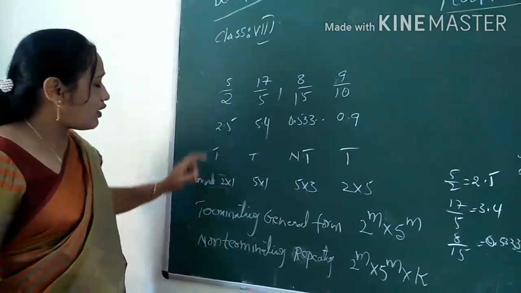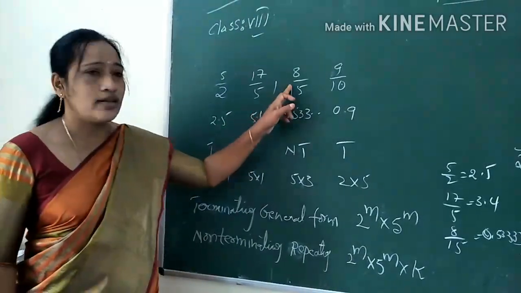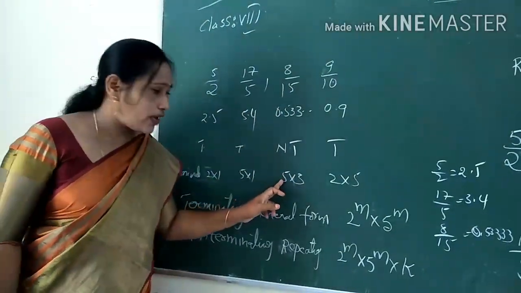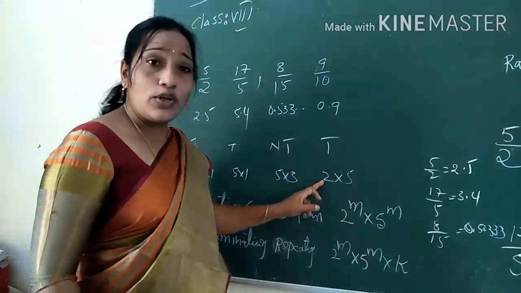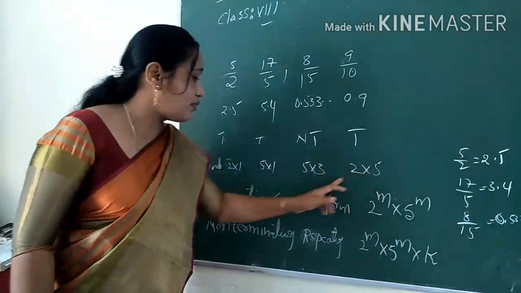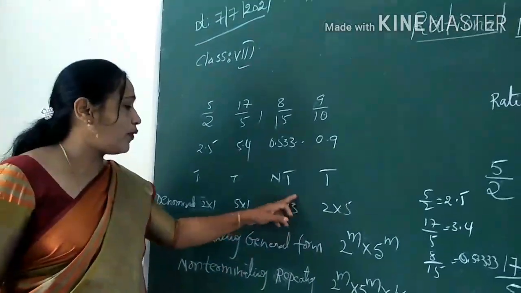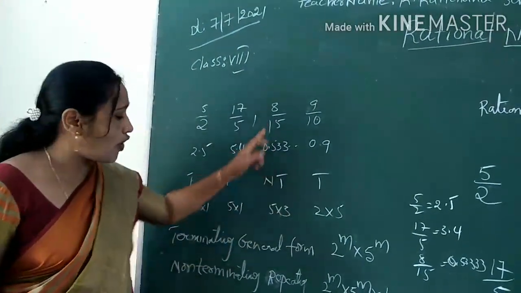Now write the denominators: 2 into 1, in the same way 5 into 1, 15 we write as 5 into 3, and 10 is 2 into 5. These are the same kind: 2 into 1, or 2 into 5, but 5 into 3 is another one. This is the non-terminating.